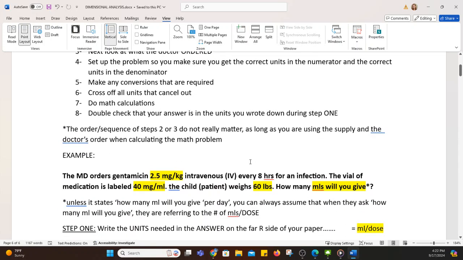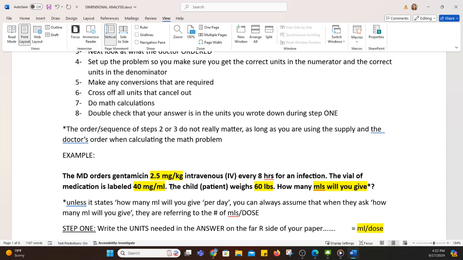So let's say this. The doctor ordered gentamicin, an antibiotic, and the order says it's 2.5 milligrams per kilogram intravenously every 8 hours for an infection. The vial we have of the medication is labeled 40 milligrams per mil. Ooh, I didn't do a capital T here, everybody. The child patient weighs 60 pounds. How many mils will you give?